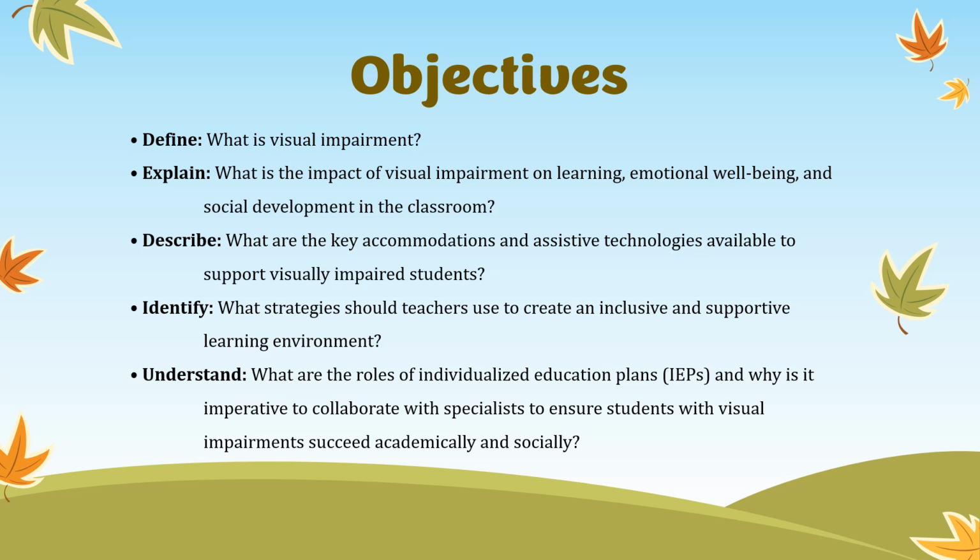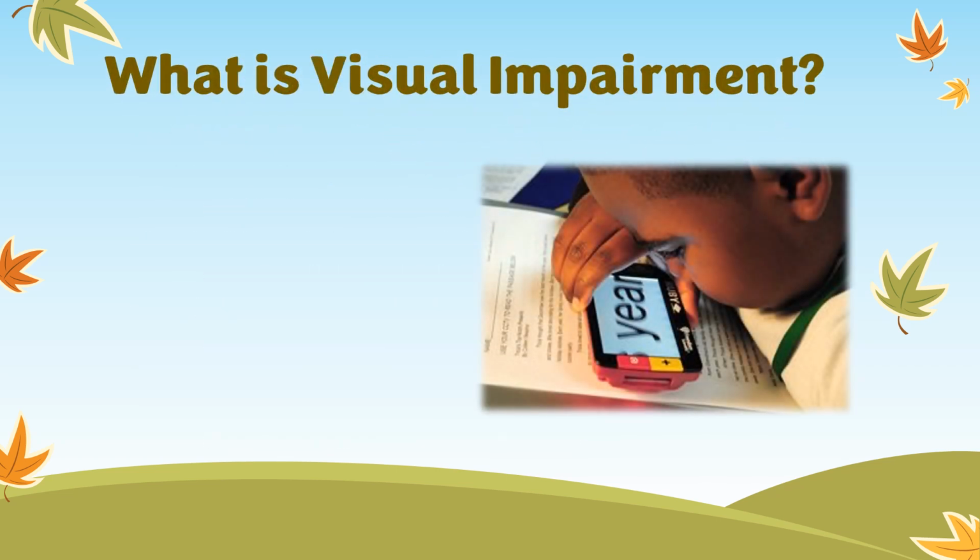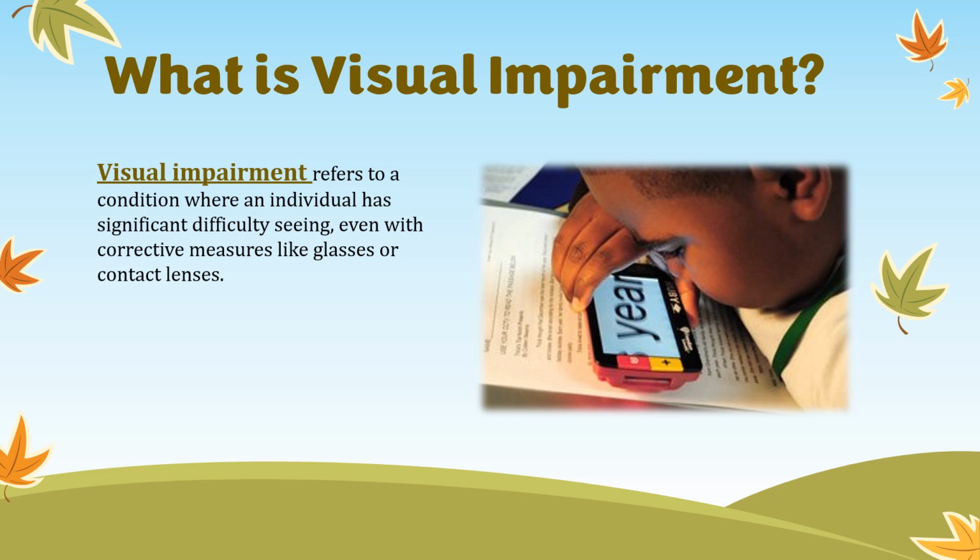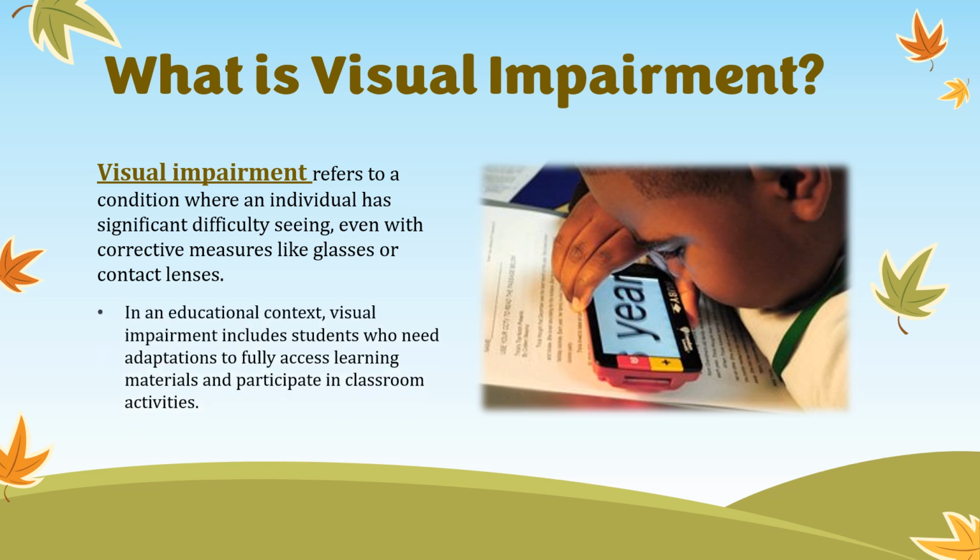What is visual impairment? Visual impairment refers to a condition where an individual has significant difficulty seeing, even with things like glasses or contacts. In an educational context, visual impairment includes students who need adaptations to fully access learning materials and to participate in the classroom.